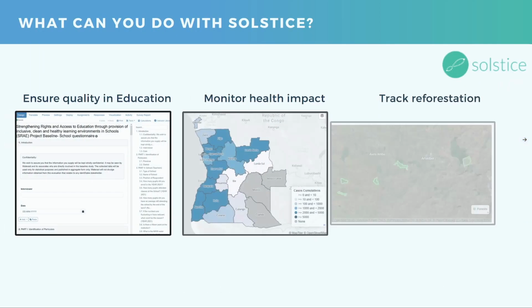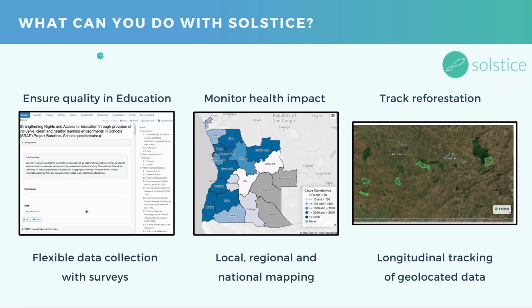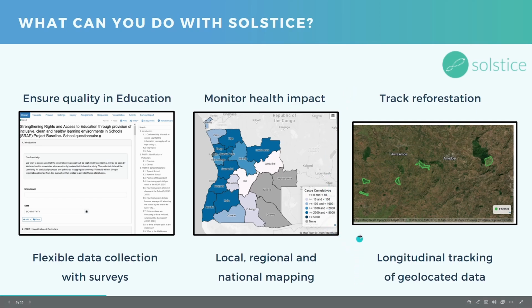So what can you do with Solstice? A couple of examples. You can ensure high quality education delivery by collecting the right data and acting on it. So you can do flexible data collection with surveys. You can monitor health impact, for example, at the local, regional, and national level. You can track reforestation or other environmental work by doing longitudinal tracking of geolocated data at the polygon, line, or point level.